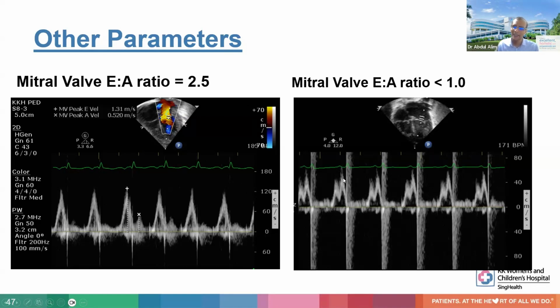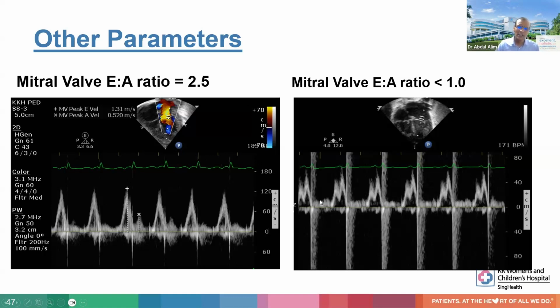The A wave is slightly higher than the E wave. In other words, the E/A ratio is slightly more than 1 to 1, more than 1.2 in that one. So in a large PDA, because there is a lot of filling into the left atrium, and the diastolic flow is higher, the passive flow is higher into the left ventricle. So we tend to see a much higher E wave compared to the A wave. So this is a baby with a PDA which shows a reversal of the E/A ratio.